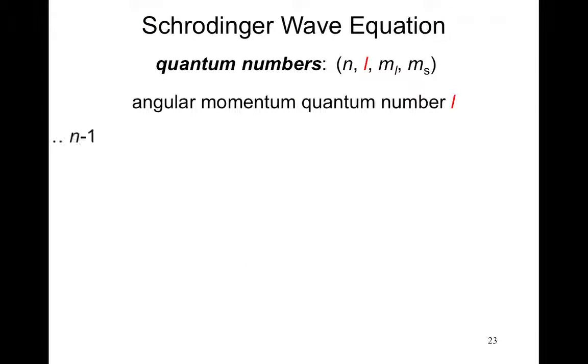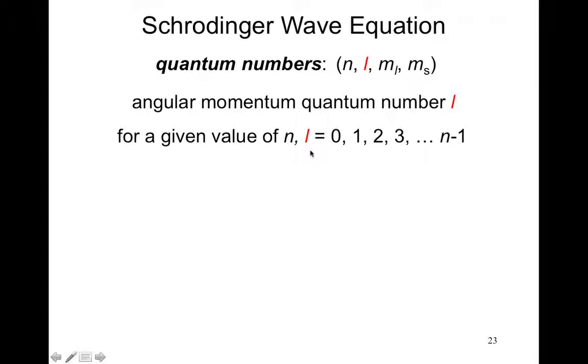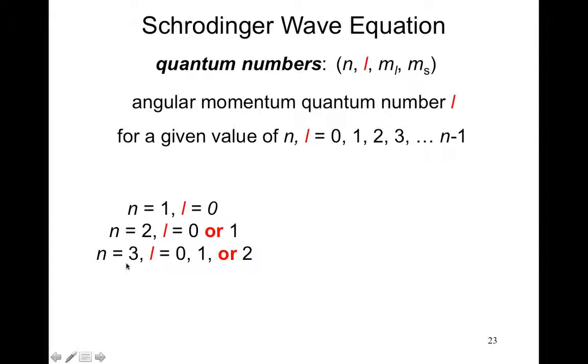l is angular momentum, and we've got l as 0, 1, 2, 3, on and on, but l is always at most n minus 1. So if n was 1, if you were in 1s2, your angular momentum would be 0, since 1 minus 1 is 0. If your n is 2, you're in the 2s2 or 2p6, something like that, then your l could be either 0 or 1. And if n is 3, then l could be 0, 1, or 2.